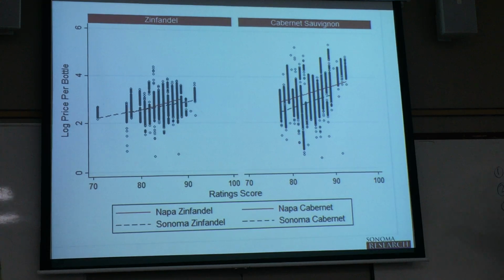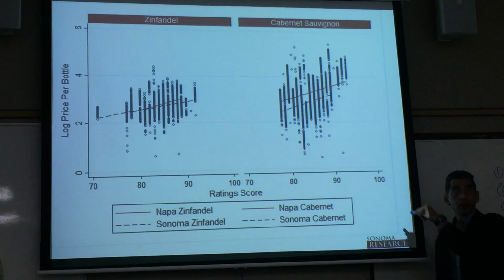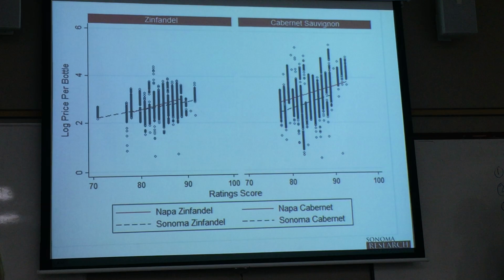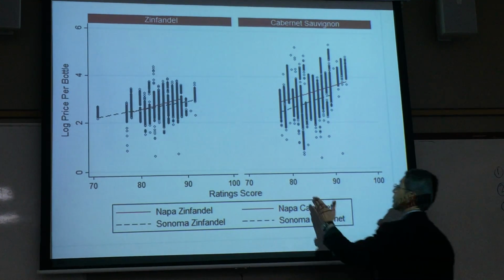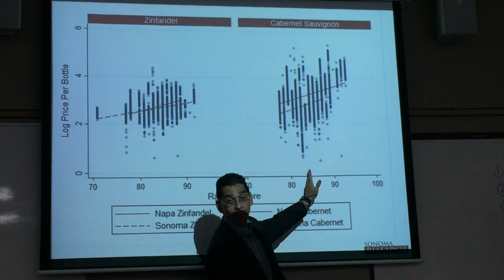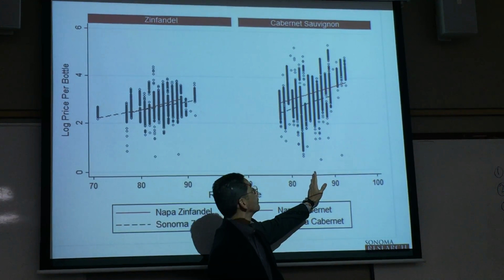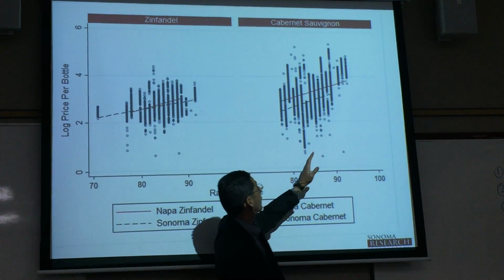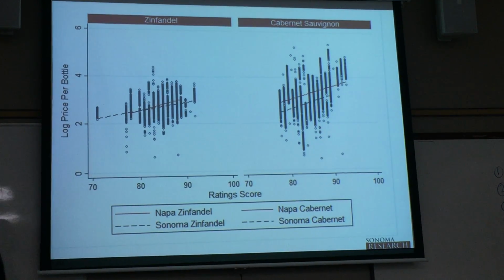We know the slope is going to be the ratings effect. The slope is going to represent the effect of ratings on price. But the difference between these two curves, the vertical distance between those two curves, represents the Napa premium. It's how much more consumers are willing to pay for a Napa wine relative to an equivalently ranked wine from Sonoma. So the vertical distance at any point is going to represent that Napa premium.